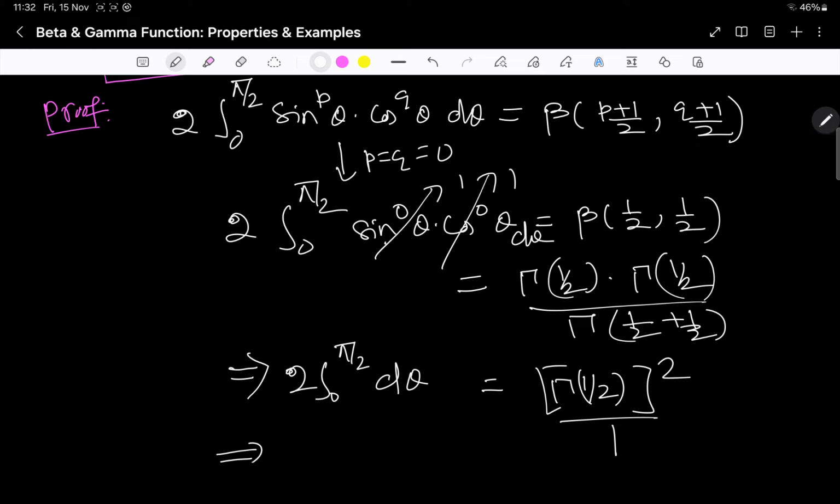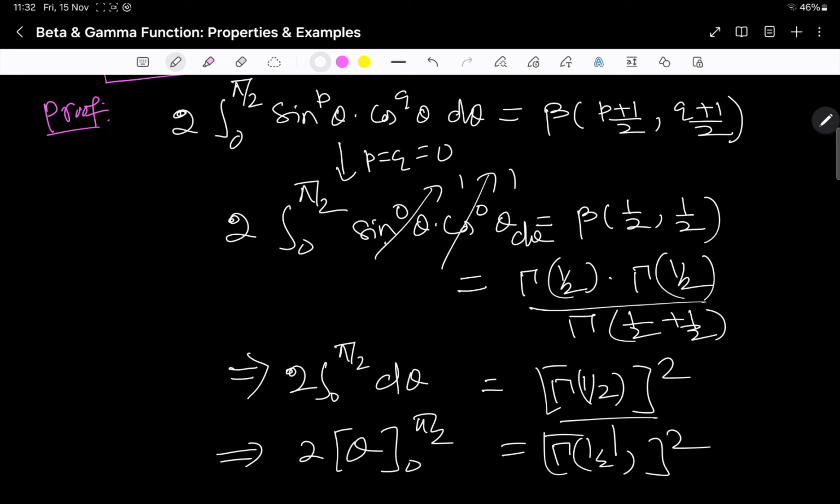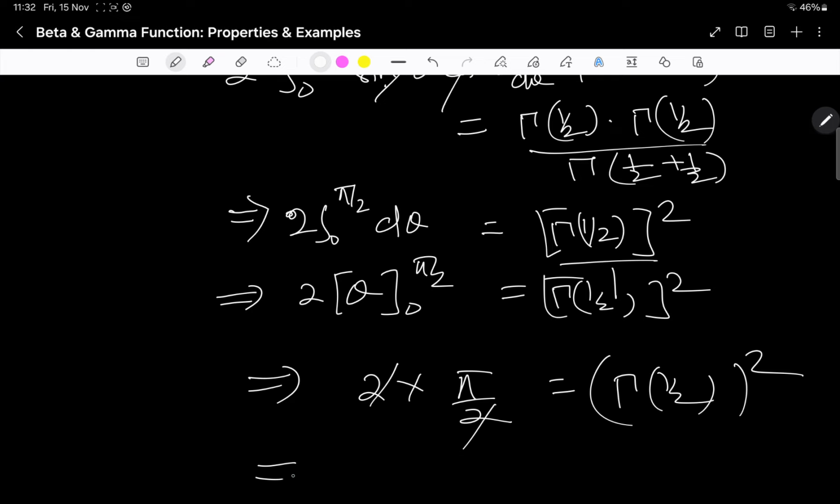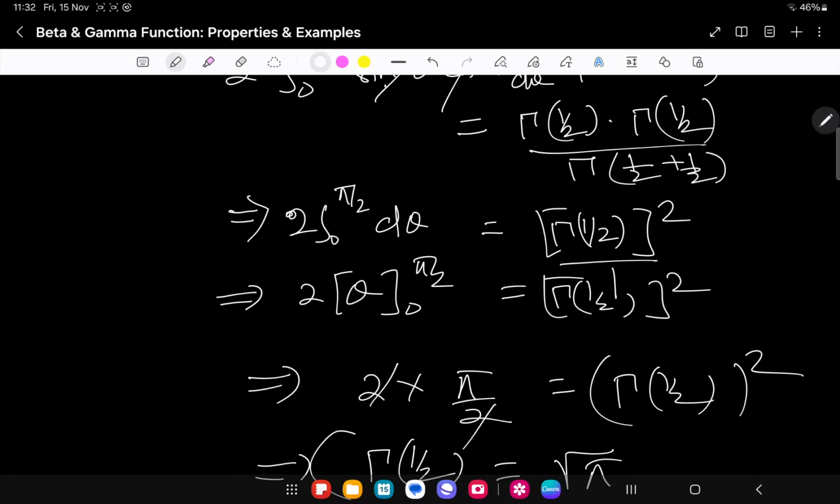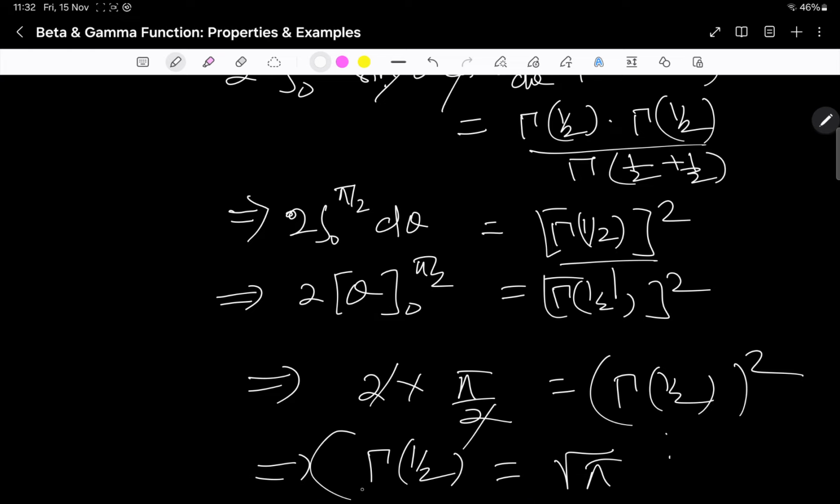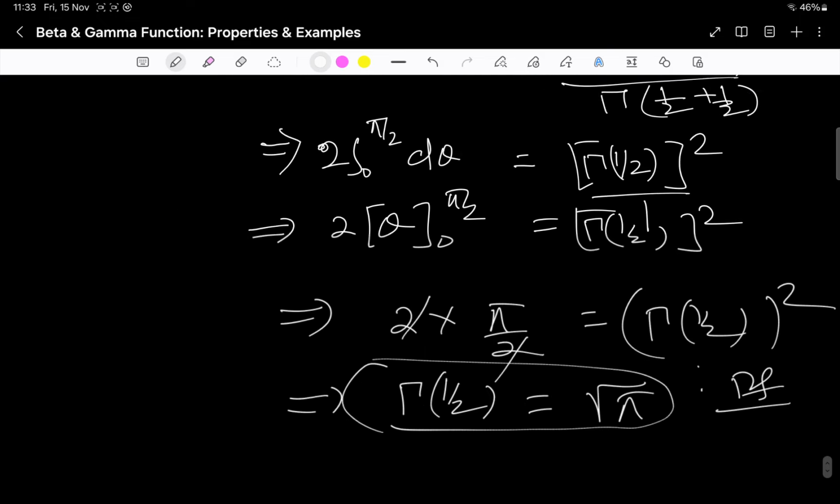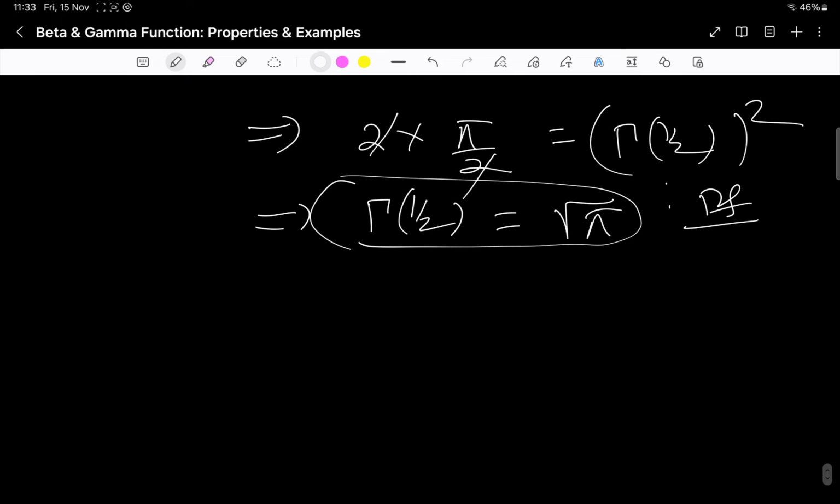So this implies my left hand side is twice theta from 0 to pi by 2. Right hand side is gamma half square. So what is my left hand side? Now it is 2 into pi by 2 equals my gamma half whole square. So this cancelled. So what is my gamma half? So gamma half is root over of pi. So this is proved. Is it not that easy? However, there is another approach to prove this by using the double integral. Okay, so at this moment this proof is okay then.